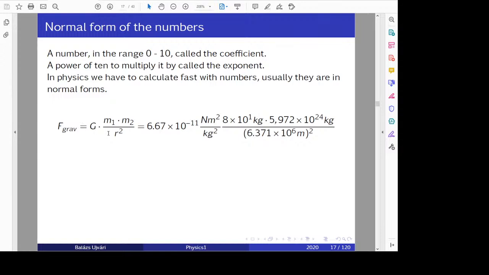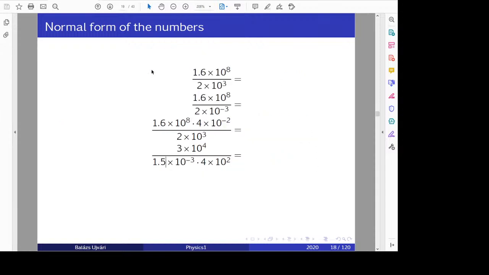So perhaps you know this is the formula for the gravitational force. This is a constant, this capital G. This is my mass. This is the mass of the Earth. And this is the distance between the surface where I am and the center of the Earth. If you do this calculation, you get that I push the floor with 7.8 times 10 to 2 Newton. In the lab, we can use how to calculate with these normal forms.